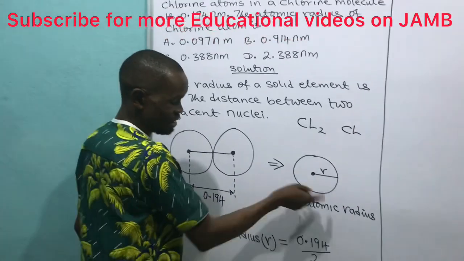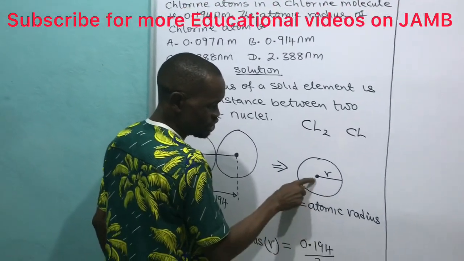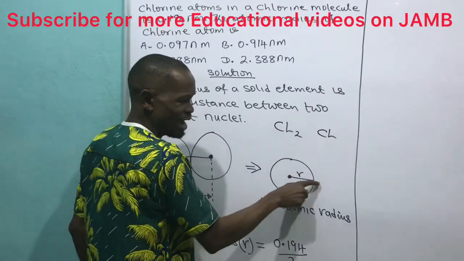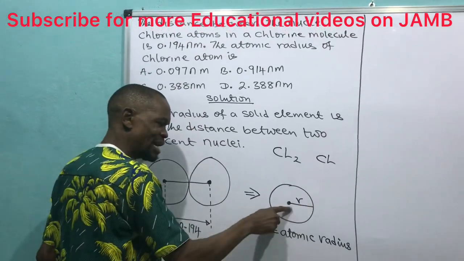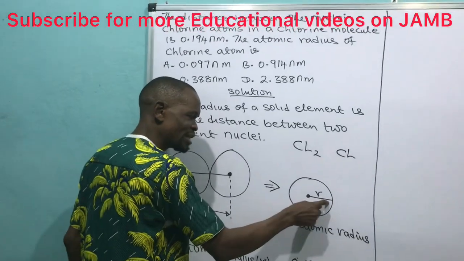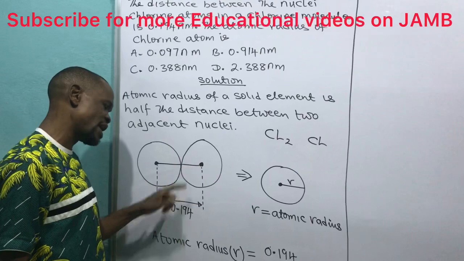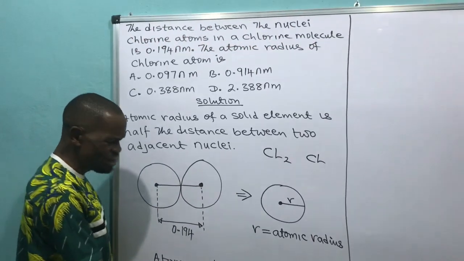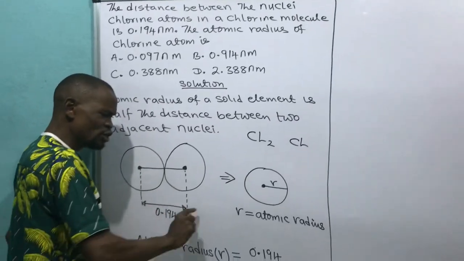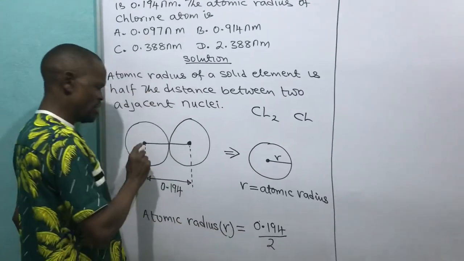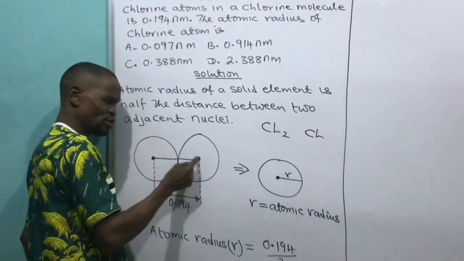Then now we say that R, the atomic radius, is the distance between the nucleus and the outer shell. From nucleus to outer shell gives me the radius of an atom. That means the radius is from here to here. Then I will now say atomic radius R is equal to the distance between the two nuclei divided by 2. If I divide the distance by 2, I'll get the radius, from here to here.